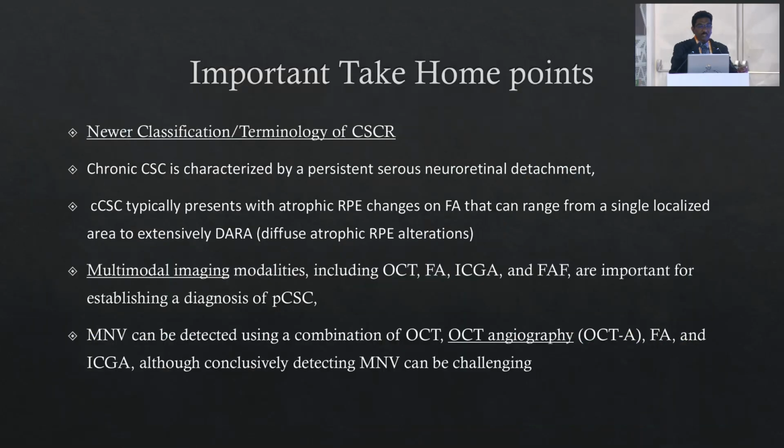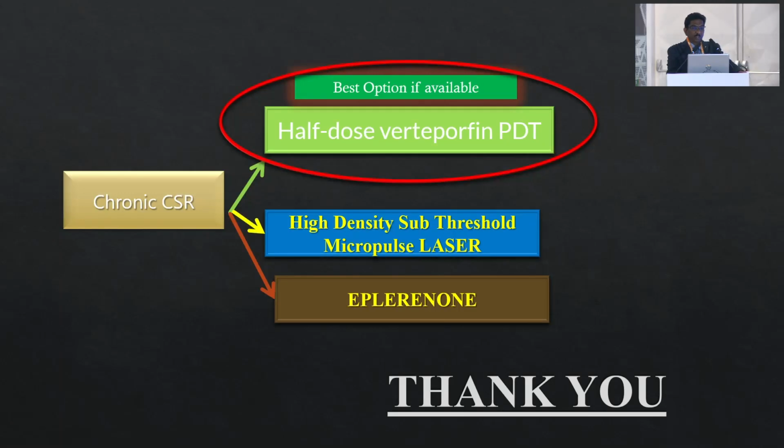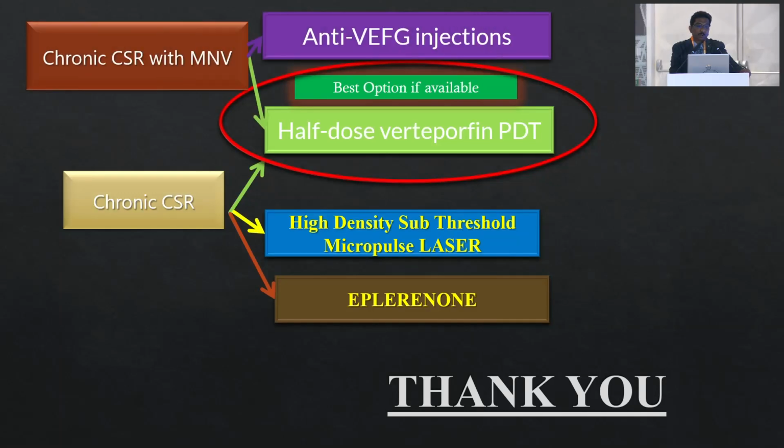So the take-home points are that we may have to adopt the newer classification, and the CSR will have these atrophic changes. We need to look for this, and multimodal imaging would be the mainstay to help us find out the PCV, rule out PCV, and to find out a macular neovascularization. So the best option would still be verteporfin, which is not available, and the other two options that we have in our hand are the micropulse laser and the eplerenone, and for chronic cases with MNV, anti-VEGF injection would be required. Thank you.